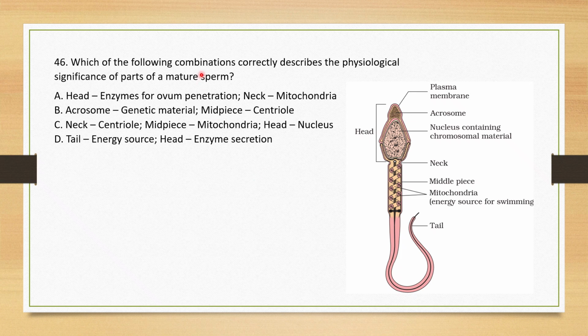Which of the following combinations correctly describes the physiological significance of parts of a mature sperm? So this is the diagram of a human sperm. We can see the head, which contains acrosome, and the nucleus, which contains the chromosomal material. Then the neck, where the centriole is, the midpiece of mitochondria, which is essential for energy, and the tail, which is for motility. So the answer here is option C: neck centriole, midpiece mitochondria, and head nucleus.